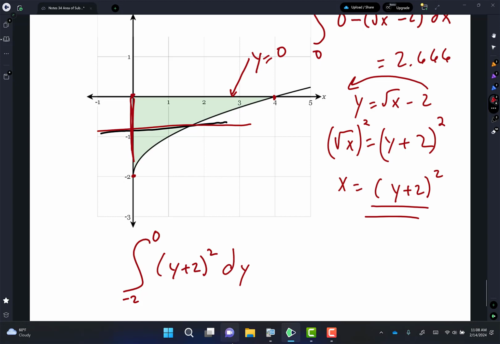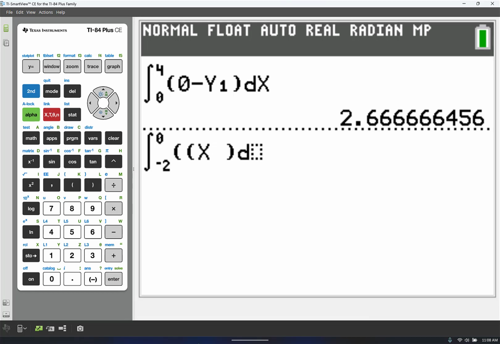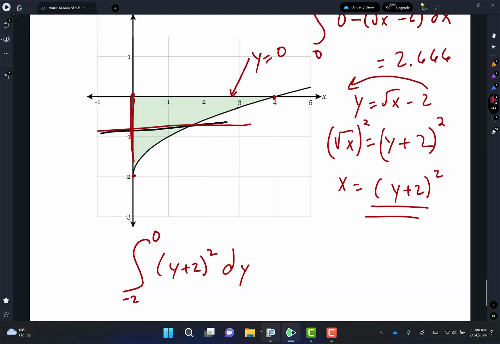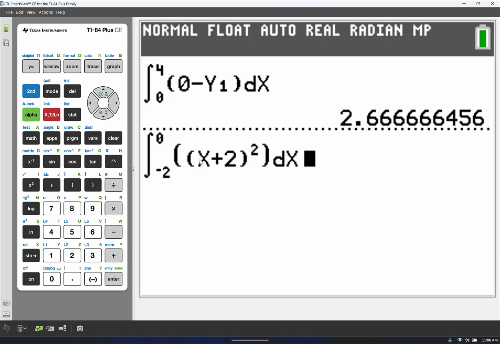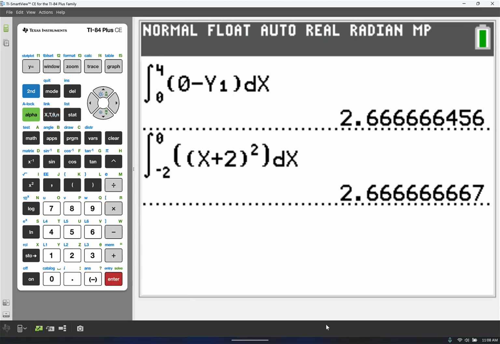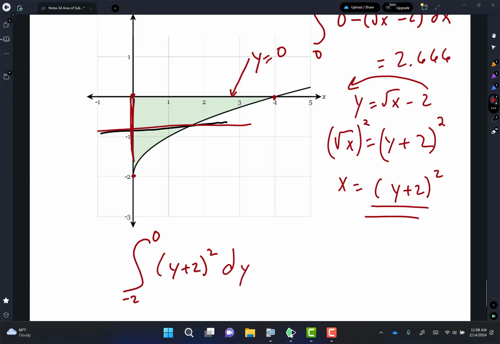Here we go. I take the calculator. Math 9, -2 to 0. I'm going to open up a parenthesis and type in x plus 2, and I'm going to close it and square it. And I'm going to put with respect to x. Of course, I'm integrating with respect to y, but this is just a hack, right? I push enter, and look at that. Do you get the same? That's actually a better tolerance because it goes on forever, 2.666. And there it is, guys.